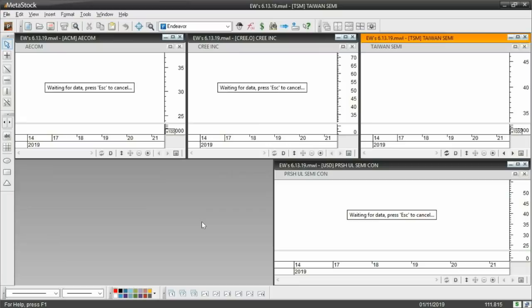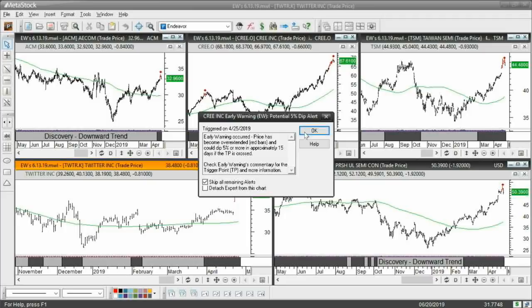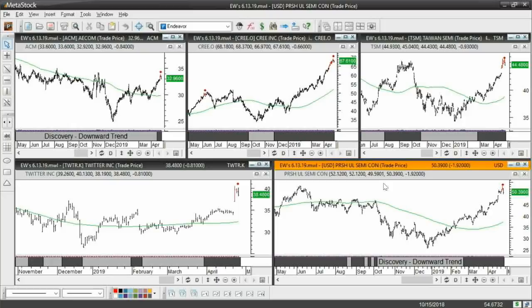Now, because I backdated them to the day all their signals appeared, we got alert boxes. Since there's 5 stocks, there's 5 alert boxes. I'm gonna skip all the remaining alerts so we don't get this same box 5 times. And let's start by doing a very basic analysis. We can almost turn on the stopwatch and see how long it takes per night to go through these stocks.